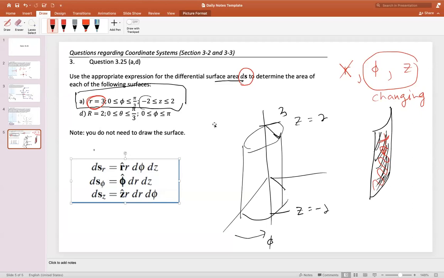Right, so for this one, we determined that phi and z change. So it looks like this is the ds that we should choose when we set up this integral. Okay, so now I'm going to give you a few moments on your own. See if you can set up an integral that describes that surface area.